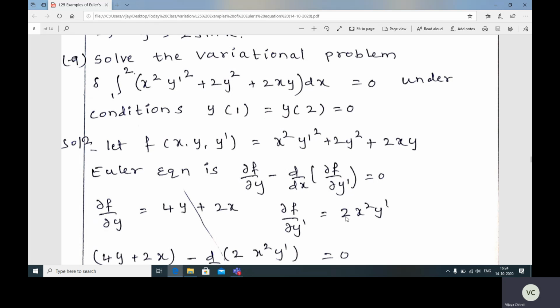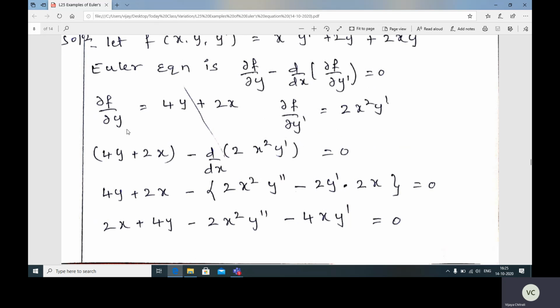And ∂f/∂y' means differentiate partially with respect to y'. So here y'² gives 2y' with x², so 2x²y'. And here 2 is constant, y is constant, differentiation of a constant is 0. 2 constant, x constant, y constant, so 2xy is constant. So both these two are 0. So what are we left with here? 2x²y'. So this is ∂f/∂y'.